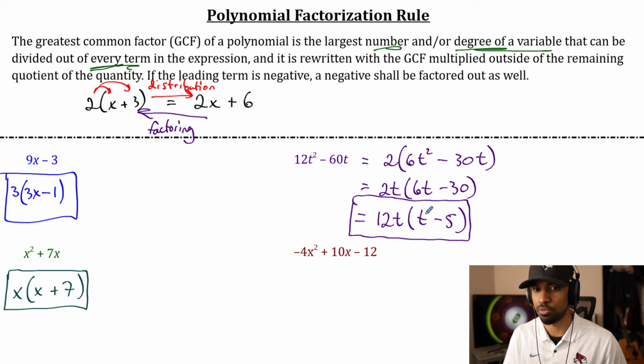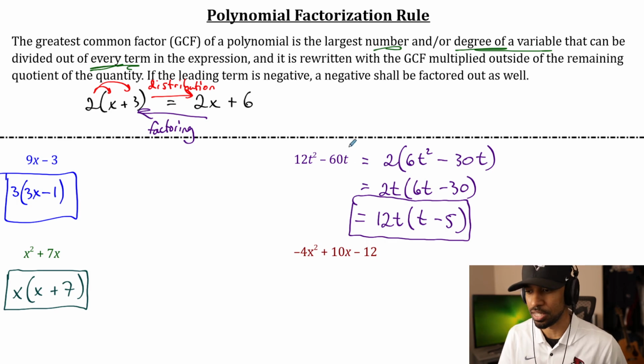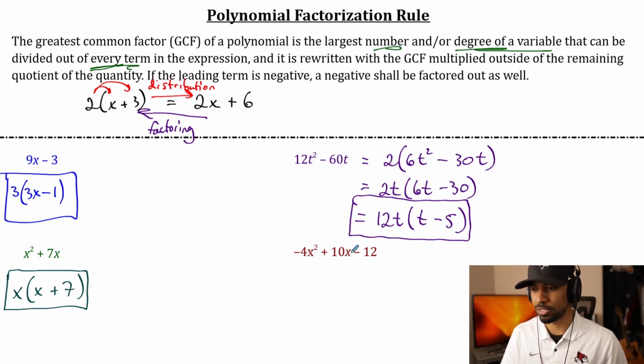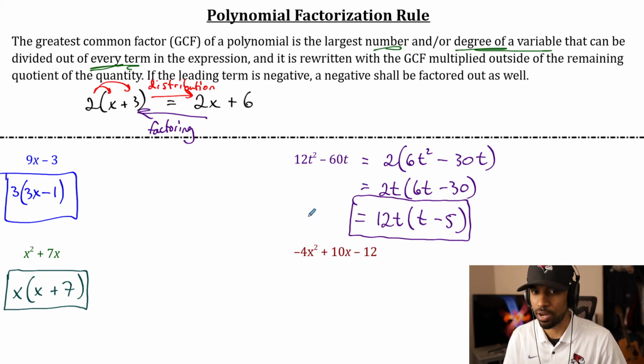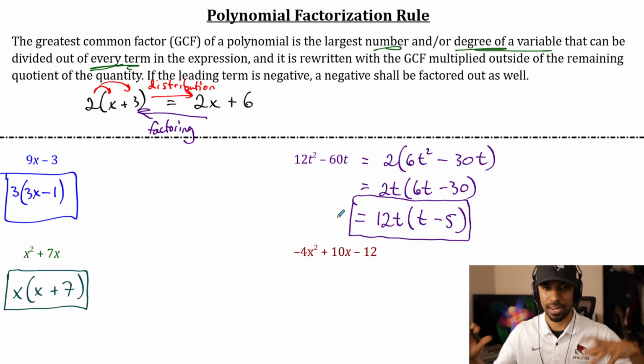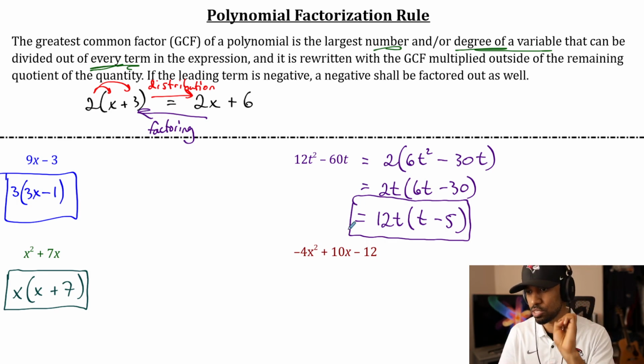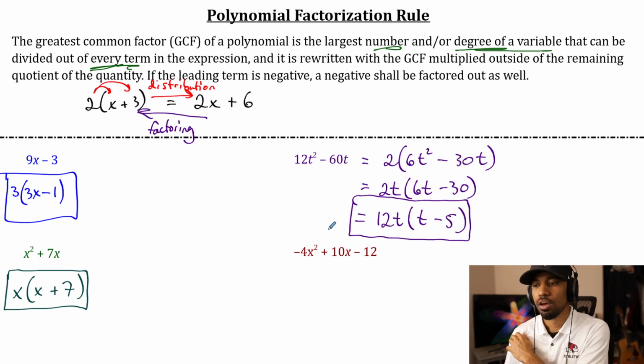You can double check. 12t times t is 12t squared. 12t times negative 5 is negative 60t. And the last problem here, last example, negative 4x squared plus 10x minus 12. We're going to see a lot more of these kinds of problems when it comes to what we are factoring. Just to get this one started, we're just trying to find greatest common factors. Only greatest common factors, nothing else. In the next video, we're going to factor these quadratics into binomials, but for now, what's the greatest common factor here?